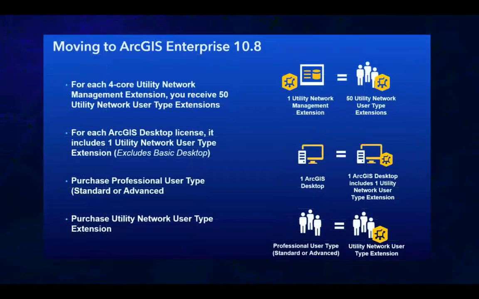And then moving to Enterprise 10.8, for each 4-core utility network management extension, you receive 50 utility network user extensions, all right? For each desktop license, it includes one utility network extension, or you could purchase the professional user type separately, and then purchase the utility network user type extension, right? So these are different ways that you can engage utility network.